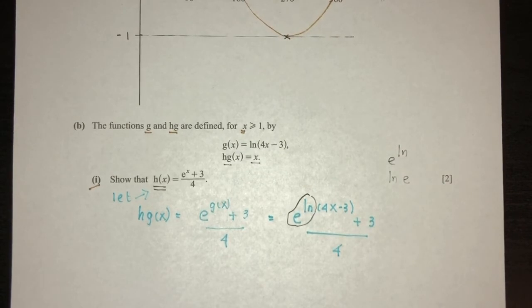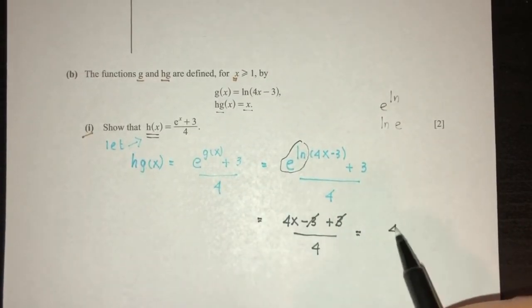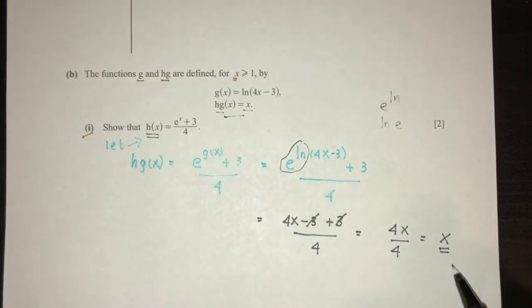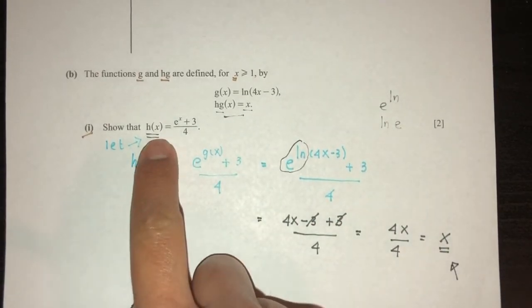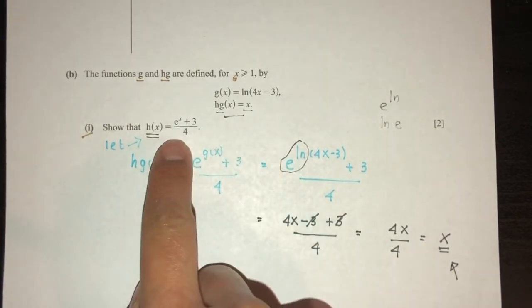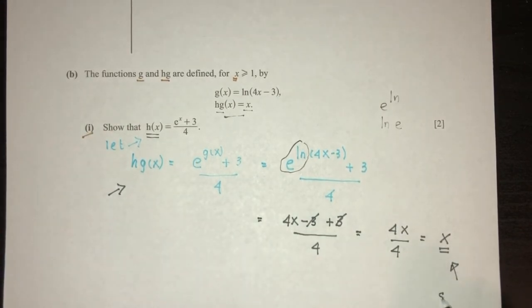So whenever you have exponential of ln, or ln of exponential, they will always cancel out. So this will become 4x minus 3 plus 3 divided by the value of 4. Now this will cancel, you will have 4x over 4, and this will give you x. This is exactly as shown here. So you can just write that, because we have proven that by taking this value and showing this is equal to this, we have shown that this is true. So you can say shown as required, shown. That is your answer for part B.